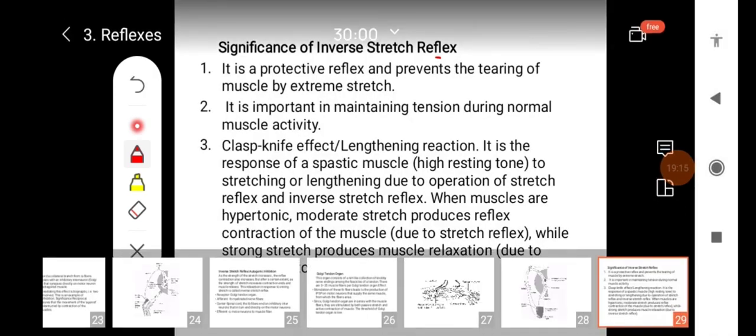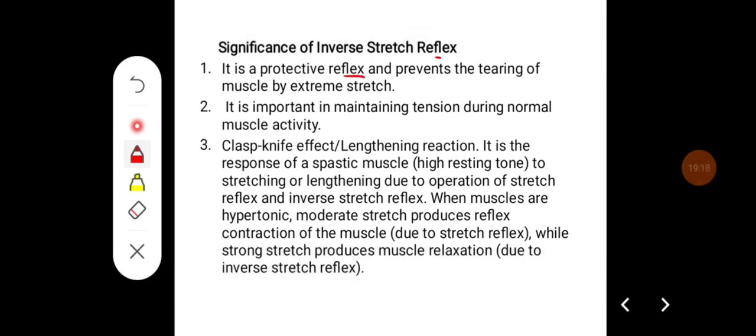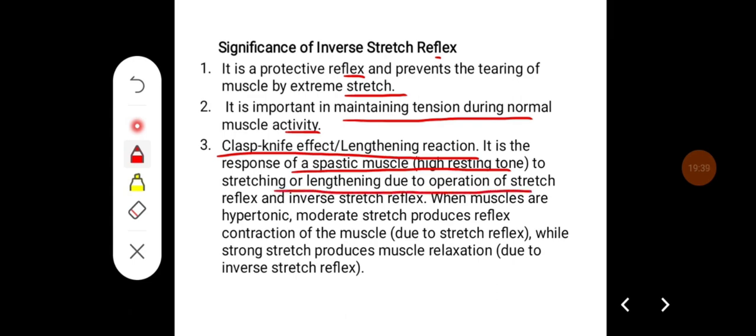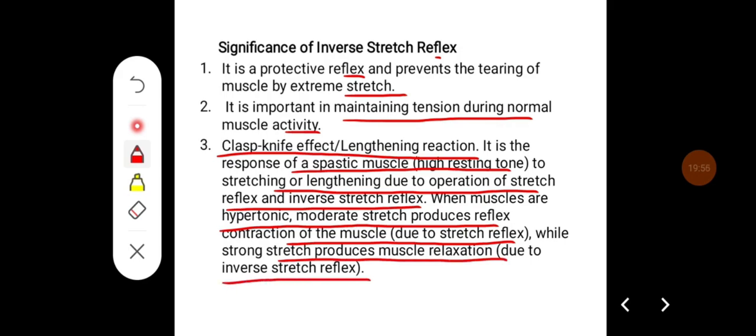Significance of stretch reflex. It is a protective reflex that prevents the tearing of the muscle by extreme stretch. It is important in maintaining tension during normal muscle activity. It is responsible for the clasp knife effect or lengthening reaction. It is a response of a spastic muscle, that is, high resting tone, to stretching or lengthening due to operation of the stretch reflex and inverse stretch reflex. When muscles are hypertonic, moderate stretch produces reflex contraction of the muscle due to the stretch reflex, while strong stretch produces muscle relaxation due to the initiation of the inverse stretch reflex.